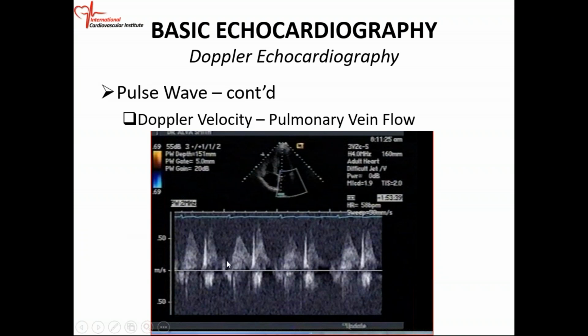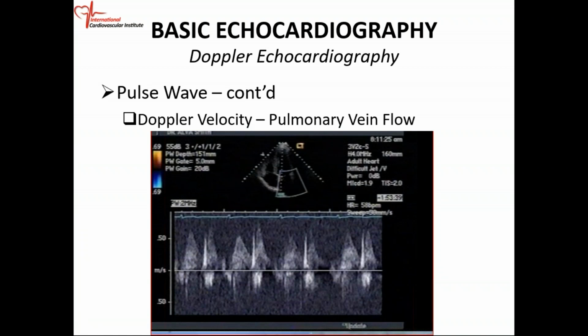So you're going to get a systolic component, a diastolic component, and an atrial reversal. Okay? So in systole, again, everything in echo is gated. From the onset of the QRS to the T wave is systole. From the end of the T wave to the QRS is diastole. So you have a systolic component and a diastolic component.